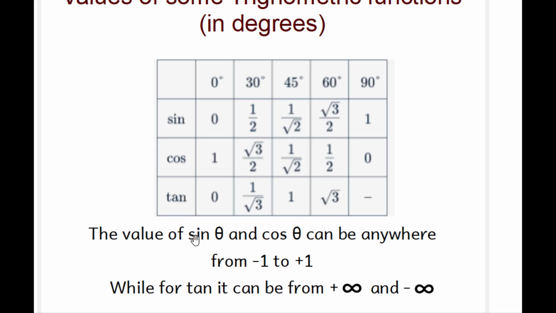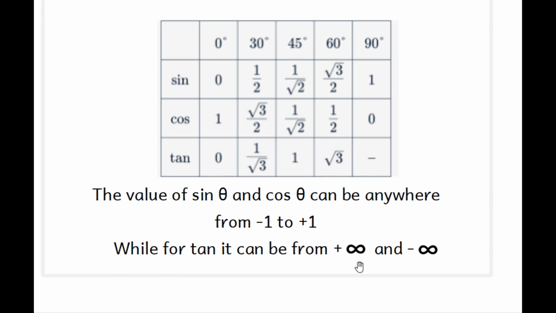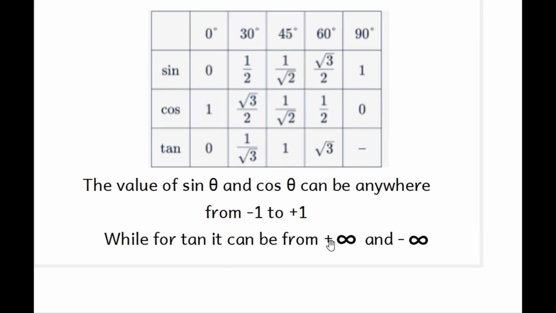Now the value of sine and cos can be anywhere between +1 and -1. The maximum value sine theta can take is +1, and the minimum value it can take is -1. Similarly for cos also, the maximum value is +1 and the minimum is -1. For tan theta, with respect to the changing angle, it can go from +∞ to -∞. So these are the things.